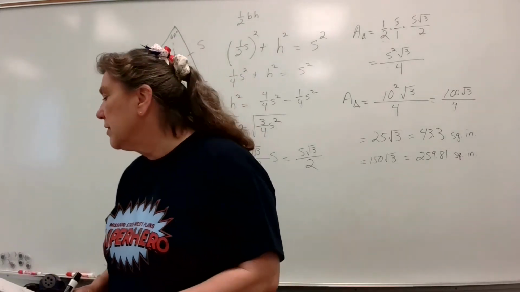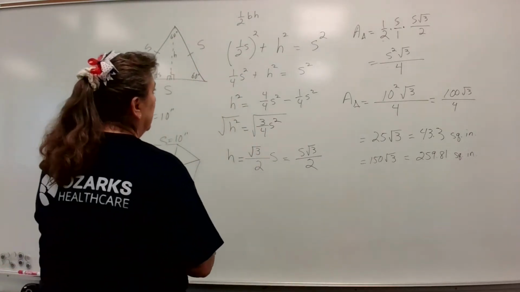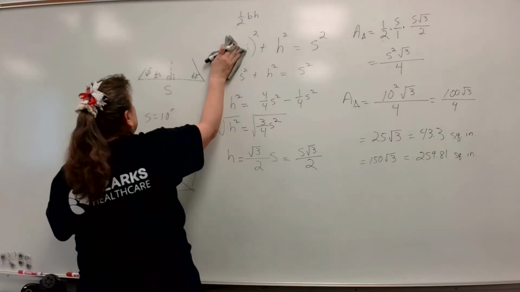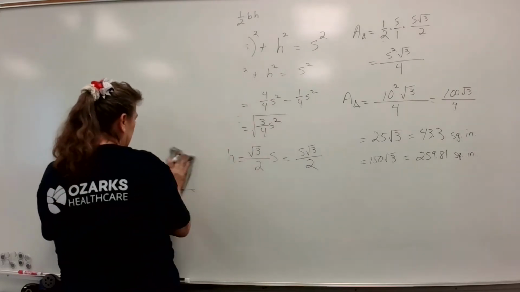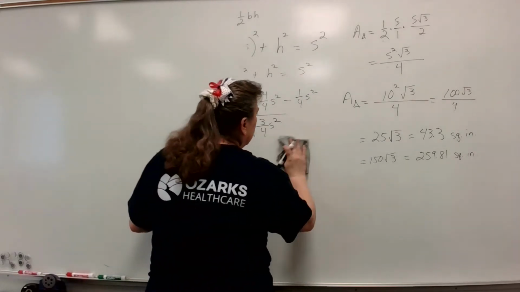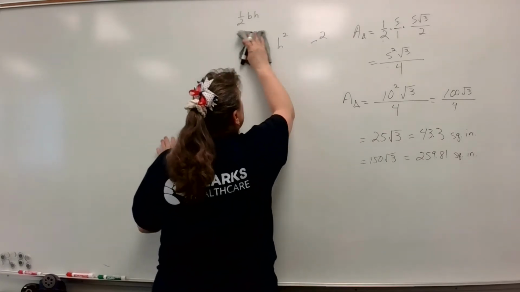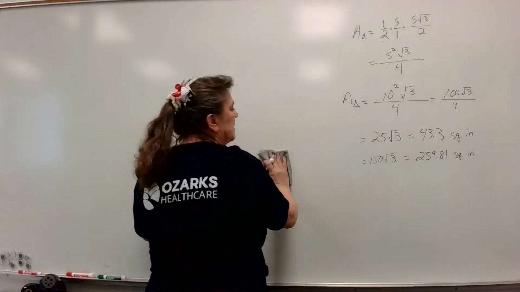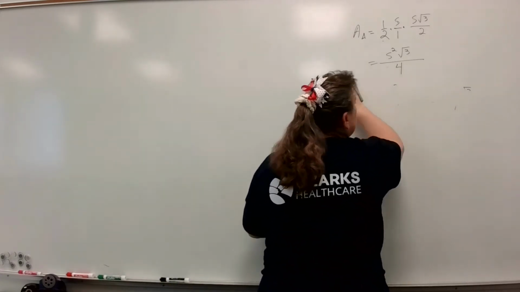Now we're going to look at an irregular polygon. And this one we're going to put a few little parameters on it to make it so it's easier for you to do it with your knowledge at this point.